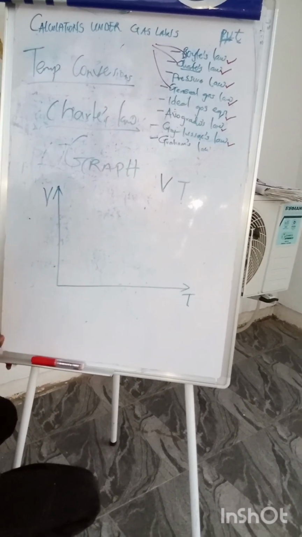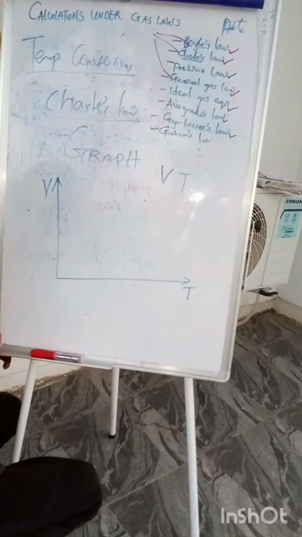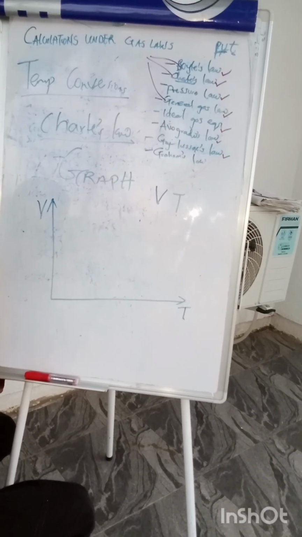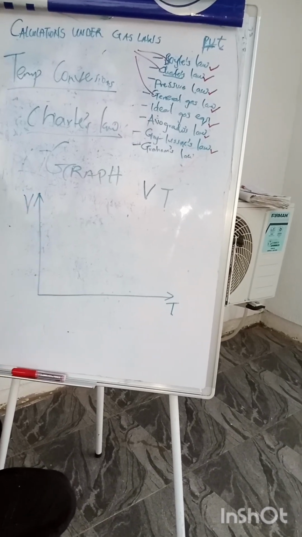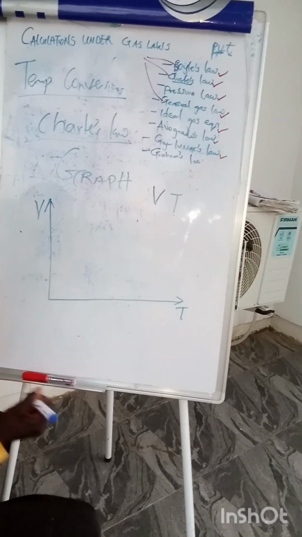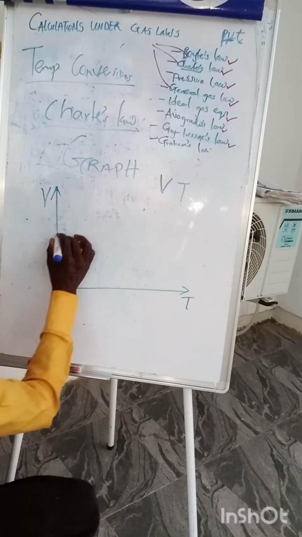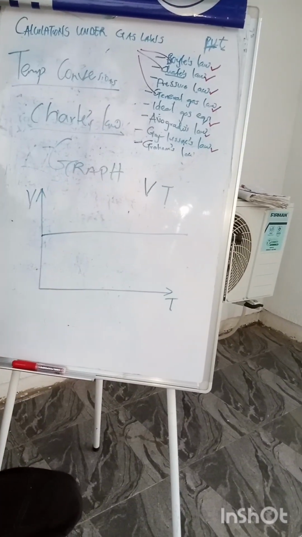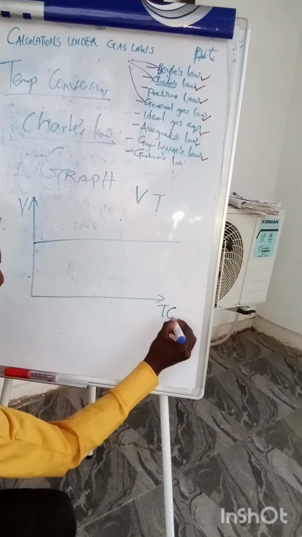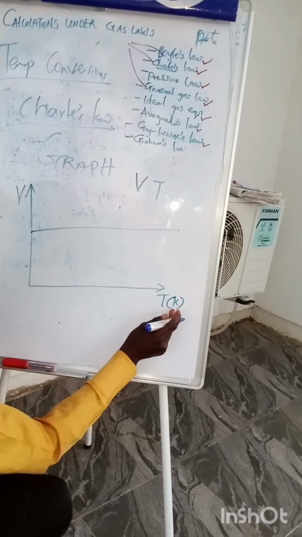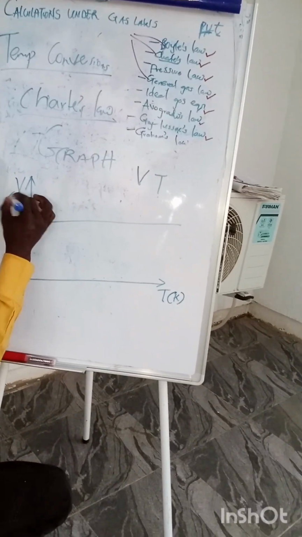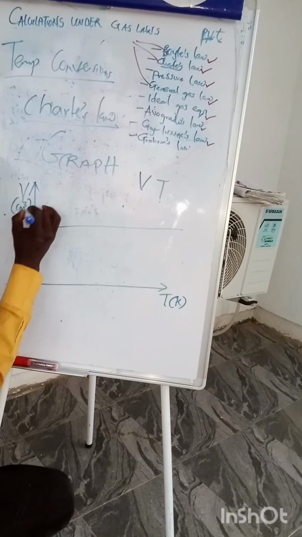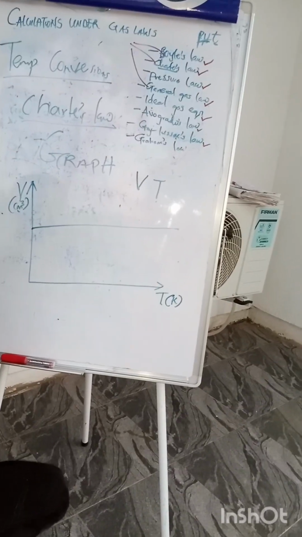Now that means that it's going to be a straight line graph, passing from here to here. That's that. And this one will be in Kelvin. It must be the absolute temperature in Kelvin, while this will be either in centimeter cube or meter cube. So that's the first graph.